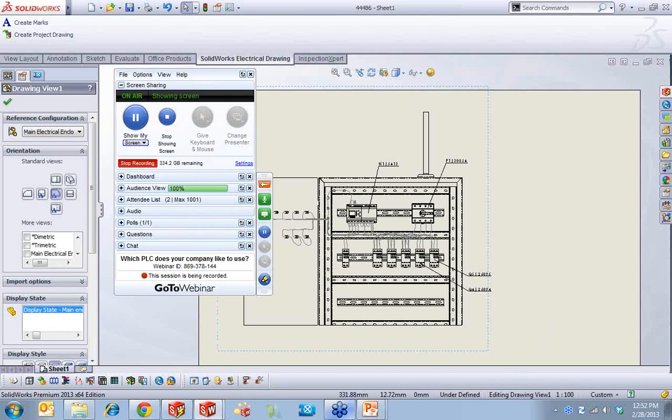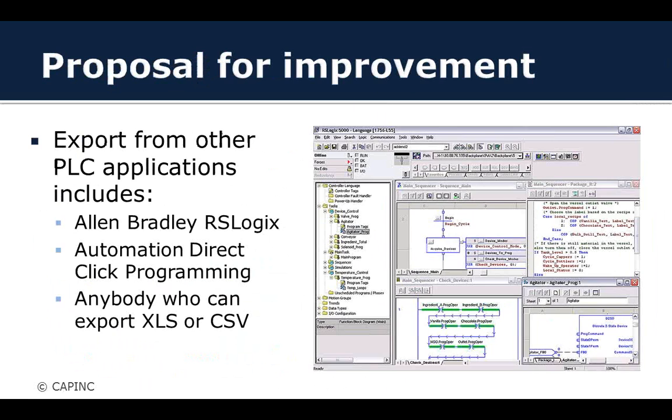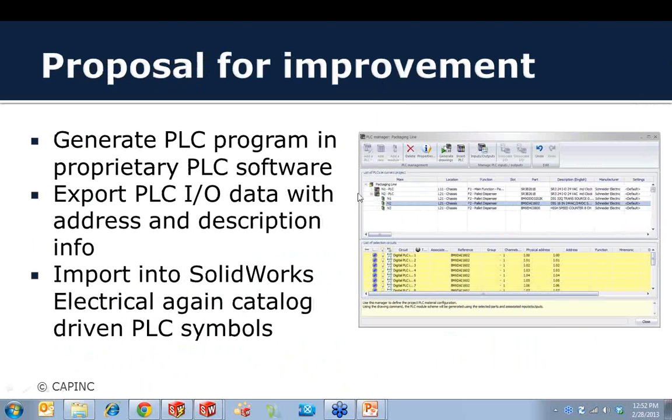So, to review, our proposal for improvement was to generate the PLC program in your proprietary software, which is what you have to do anyway to program your PLC. Export the I/O and descriptive information using an Excel or CSV file and import that into SolidWorks Electrical. And then you can have different symbols be readily available, or macros as I called them out earlier, to make those drawings automatically.